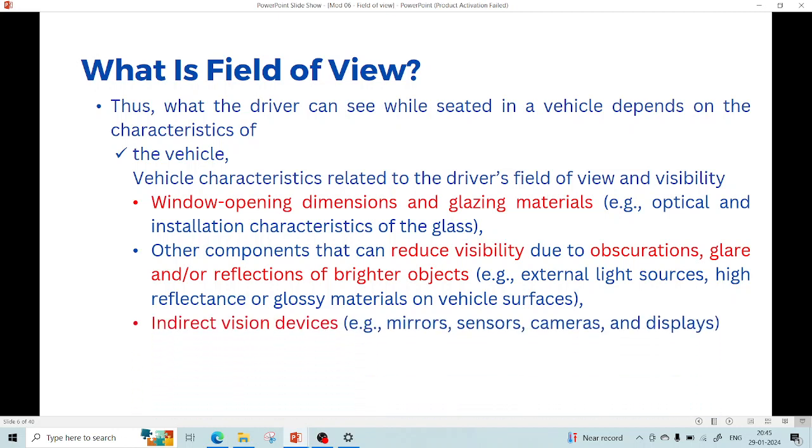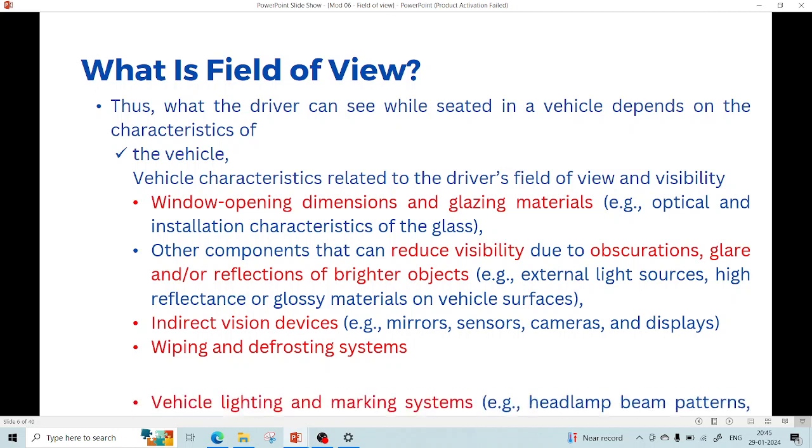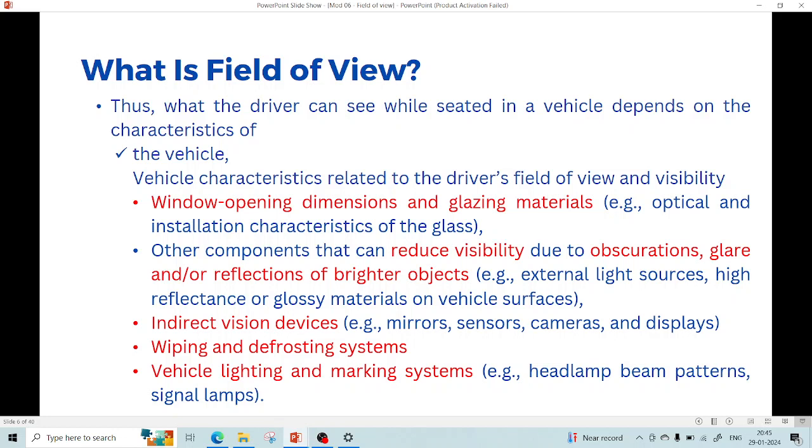And the third one is indirect vision devices, that is mirrors, sensors, and cameras. The location of these devices or components will affect your field of view. The wiping and defrosting system will again have a role in obstructing the field of view. And then the vehicle lighting and marking system, that is headlamp beam pattern, signal lamps, and the locations of those components in the vehicle.